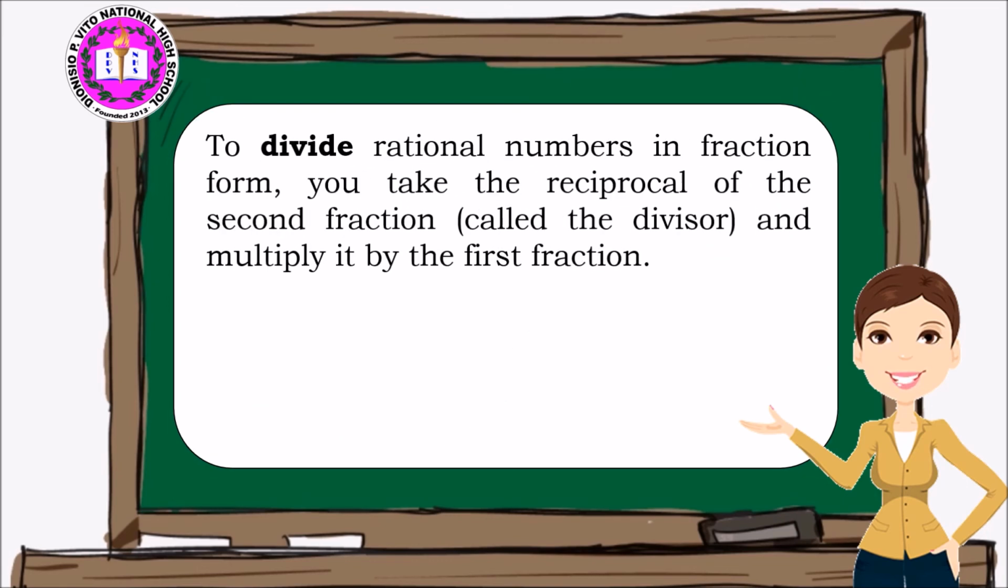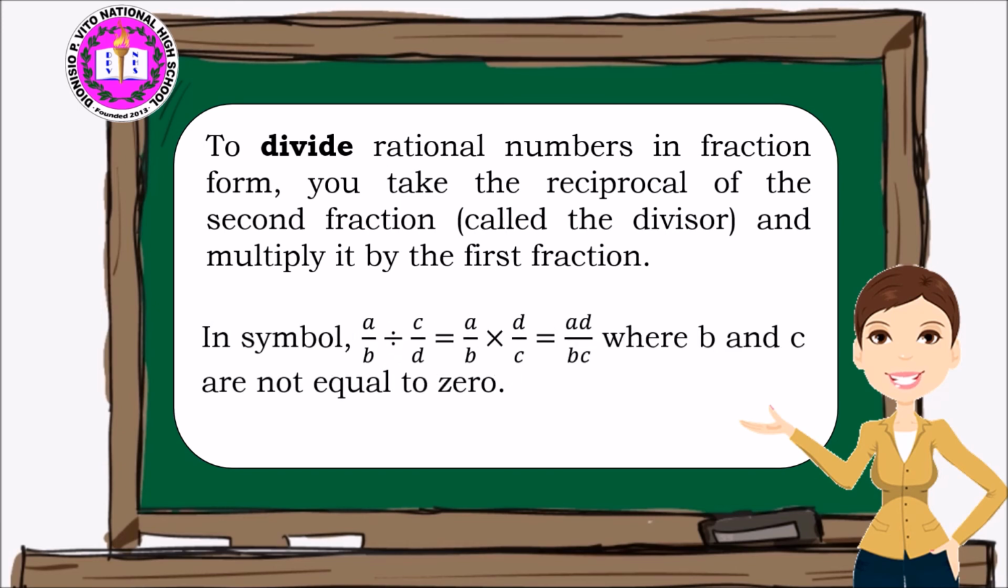To divide rational numbers in fraction form, you take the reciprocal of the second fraction, or called the divisor, and multiply it by the first fraction. In symbol, a over b divided by c over d is equal to a over b times d over c, which is equal to ad over bc, where b and c are not equal to 0.